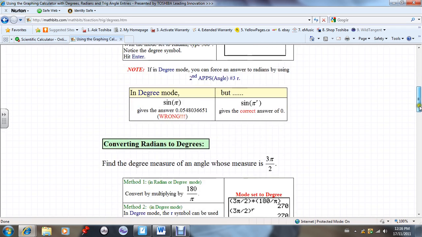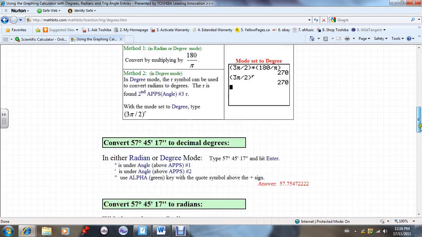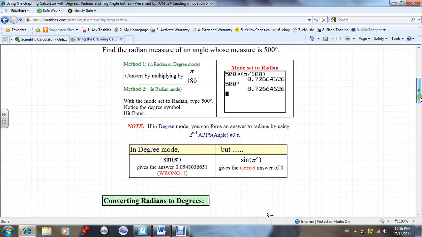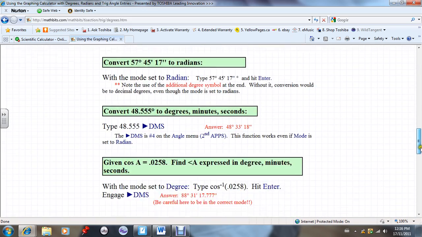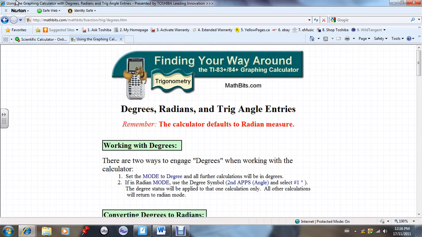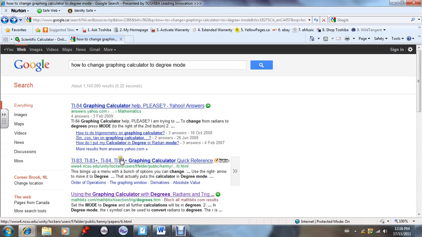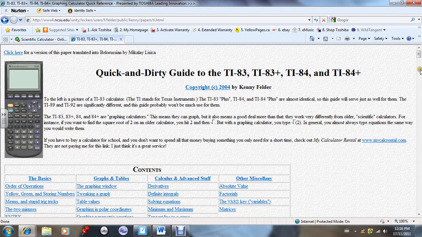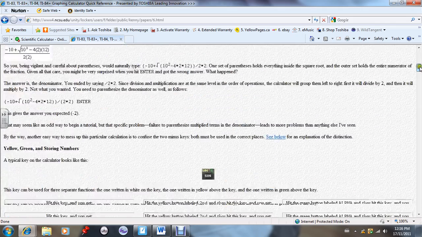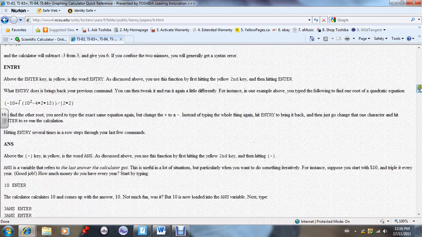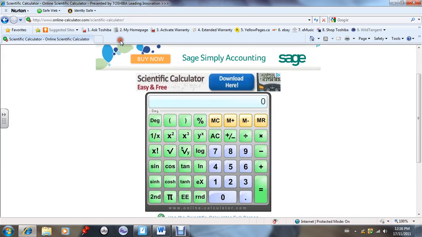So all you got to do is simply go to your menu and hit mode. Scroll down till you see degrees. There's three rows down, and you will find how to do it very, very quickly. Now, what am I looking at? Alright, forget this. Anyhow, change your calculator to degrees. That's the main point. Let's get back at it.